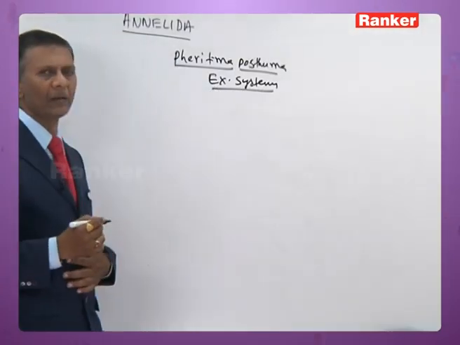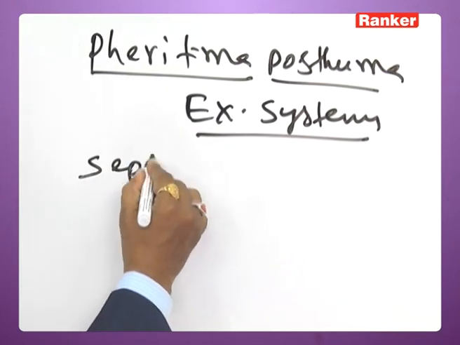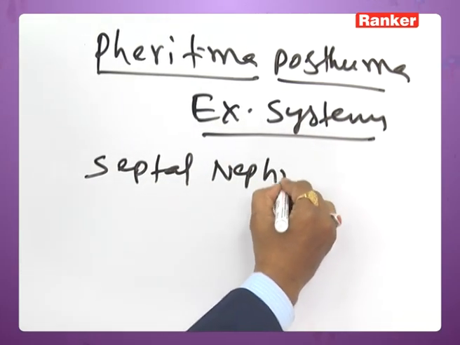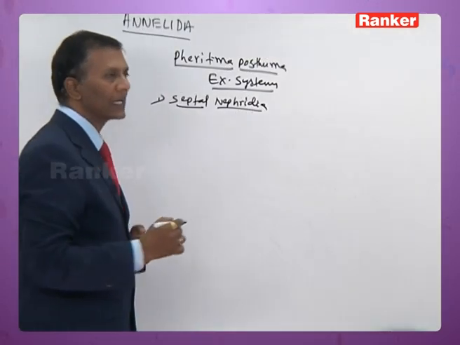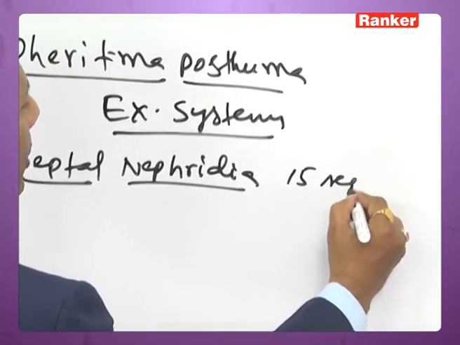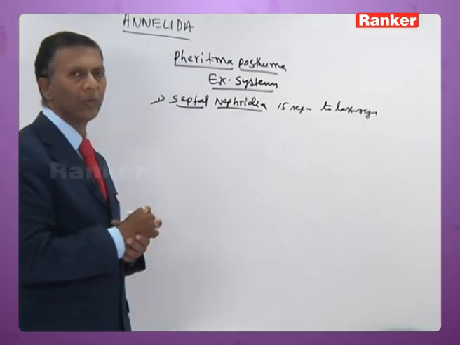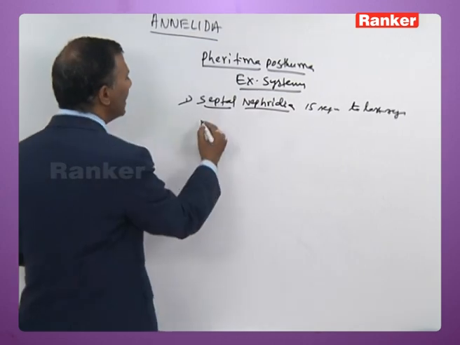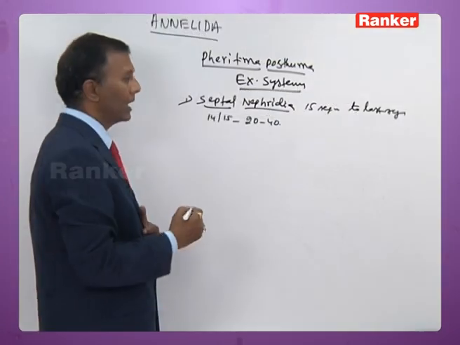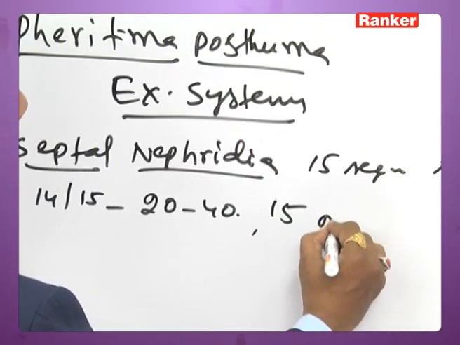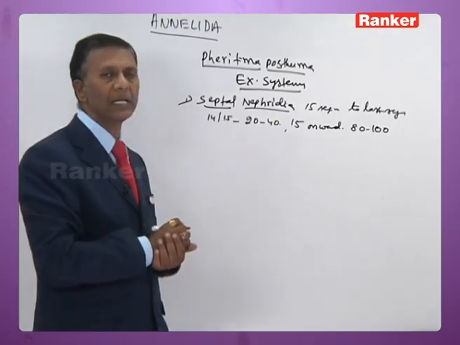Excretory system of Pheretima posthuma. Three types of nephridia are present. The first one is septal nephridia. The septal nephridia are present from the 15th segment to the last segment. In the 14th by 15th segment, about 20 to 40 septal nephridia are present. But from the 15th segment onwards, 80 to 100 septal nephridia are present in each segment.